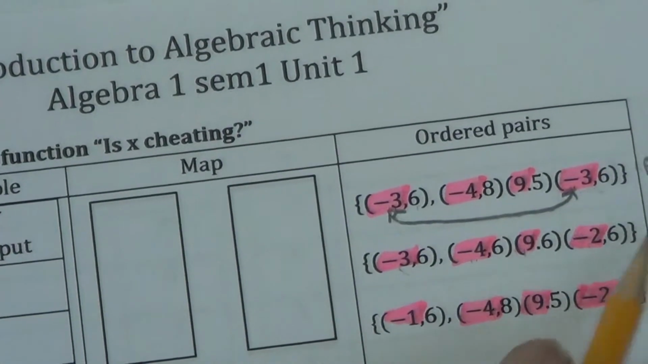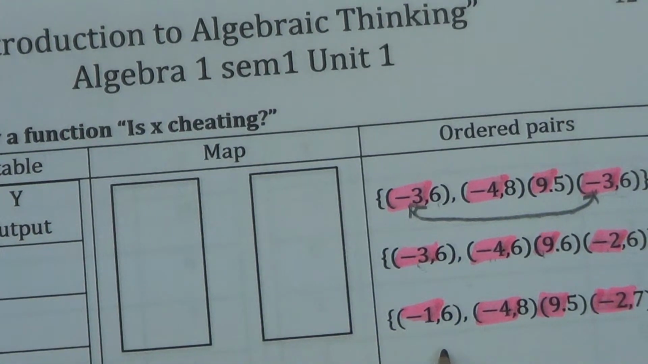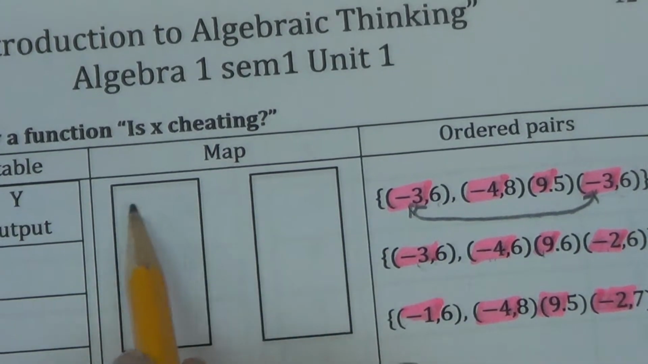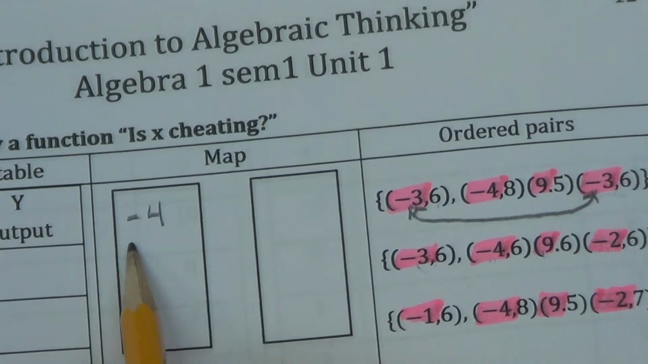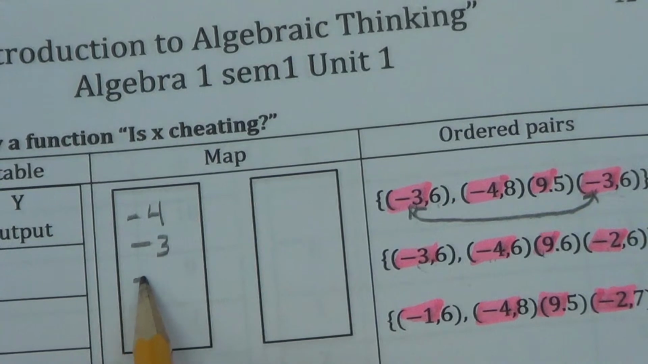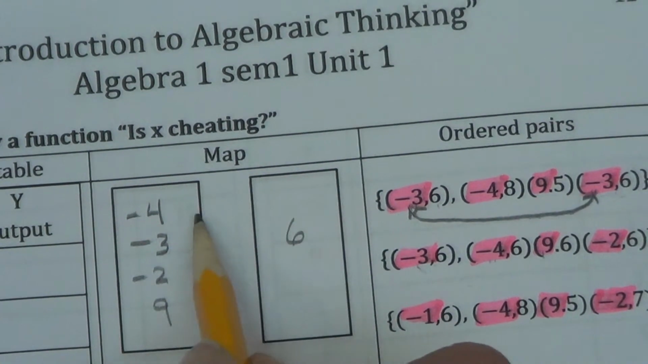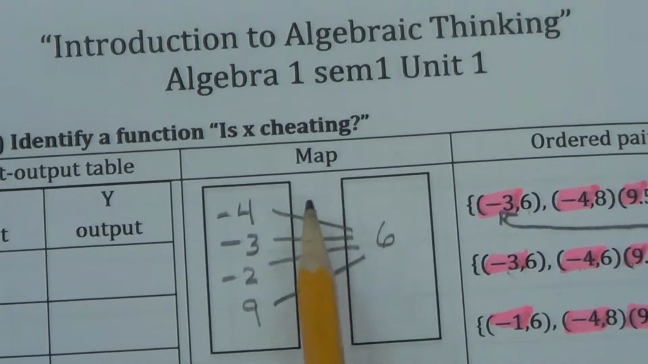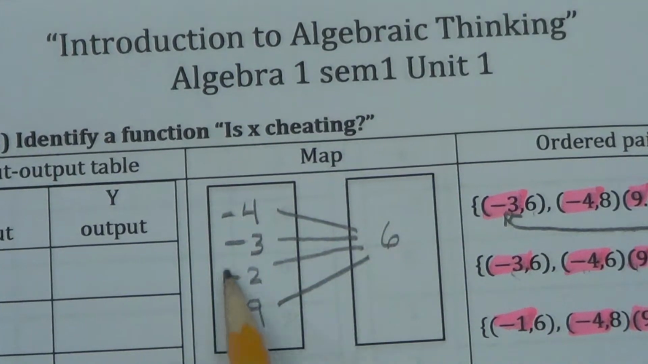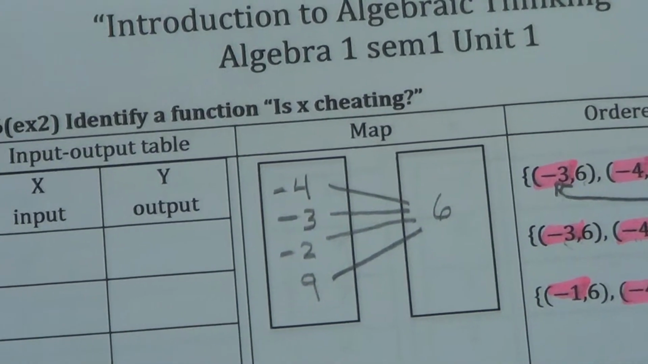In mapping, if you have a function, let's just map one of these. In fact, let's map this middle one. We have the least of the domain is -4. The next least is -3. The next would be -2. And the greatest would be 9. The only y value is 6. So all of these are partnering with 6. That is a function because in mapping we look to see if any of the domains have 2 lines. None of the domains do, so that works out well.